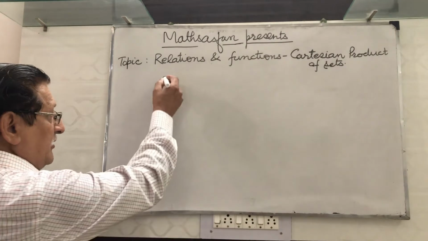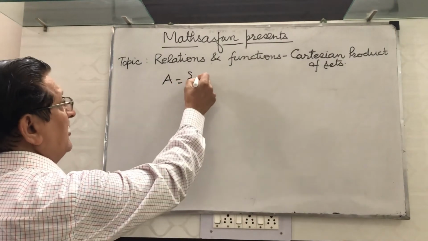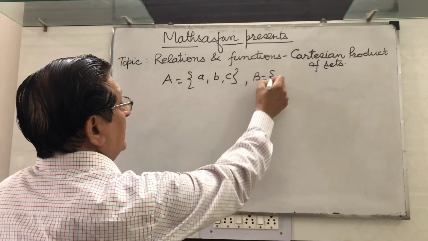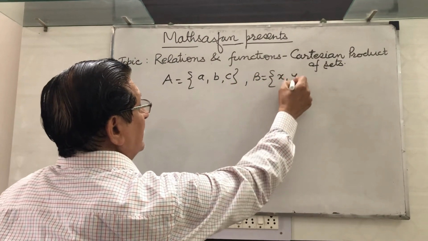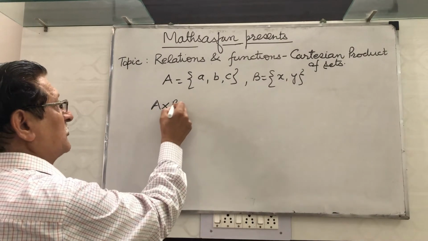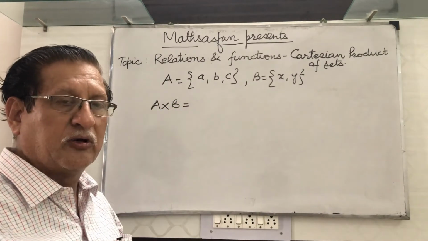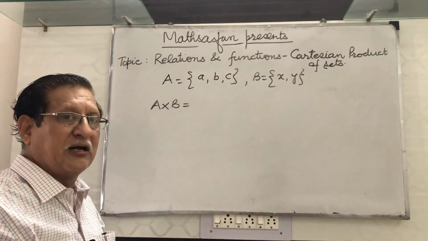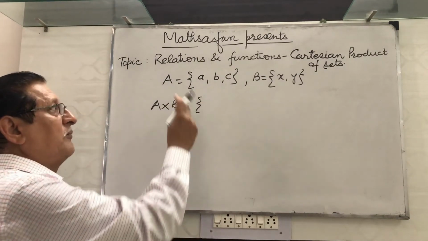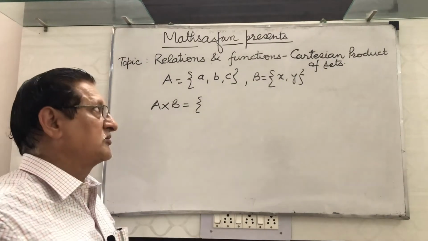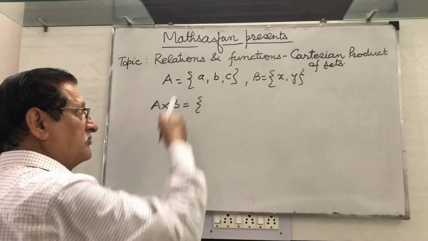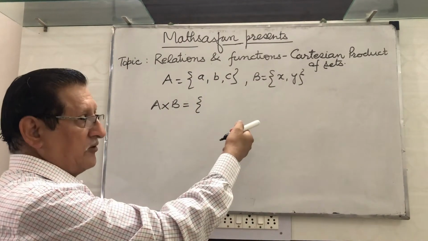Suppose we have a set A in which we have the elements a, b, c, and another set B in which we have the elements x and y. When we want to talk about the Cartesian product, suppose we want to find A into B, we could write it A cross B and read it as Cartesian product of sets A and B. That will form the ordered pairs of all the elements of A and B. In that, the first component will be from set A and the second component from B.